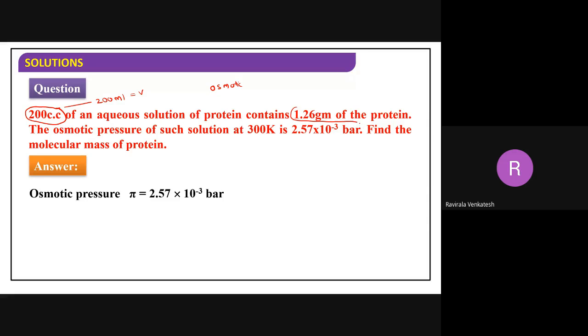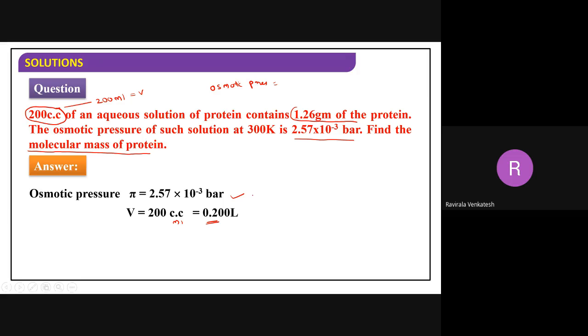I told you we can calculate the molar mass of the protein. One of the applications of osmotic pressure is calculating the molecular mass of what? Protein. So osmotic pressure is given as 2.57, and the weight of the protein is given as 1.26 grams. Everyone, I'm writing. Osmotic pressure, I got here. Next, volume 200 ml, but 200 ml is equal to 0.2 liter. Why do I have to take 0.2 liter?